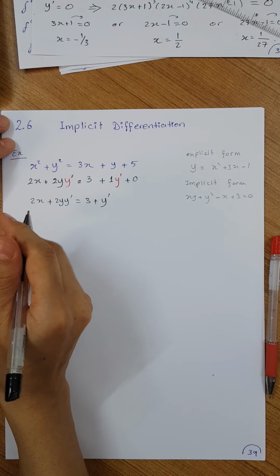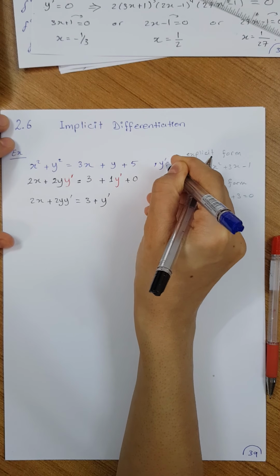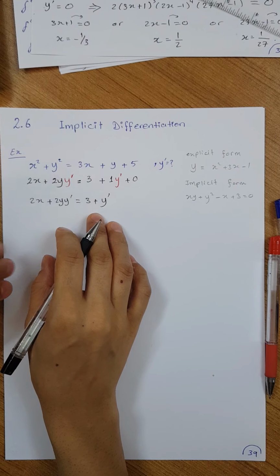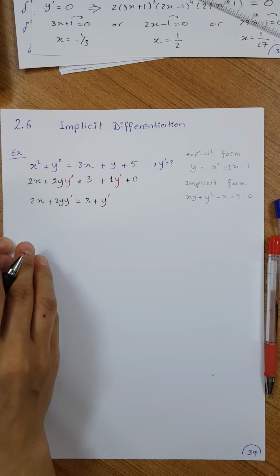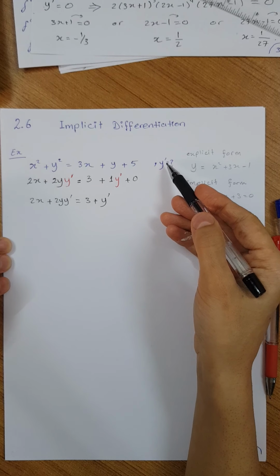If it is required from me to find y prime, I will write here find y prime is equal to what? You have to move those y prime terms that are together to one side and everything else to the other side, because here y prime is required from you.